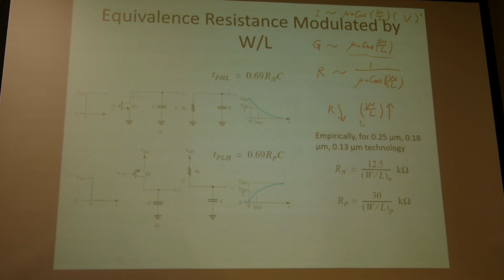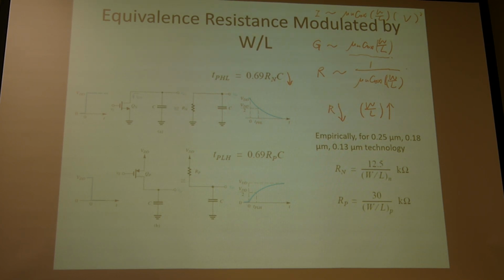So if your resistance decreases, the delay will decrease. So the way to increase the speed of your circuit is to increase the W over L, the width of the transistor, or width over length ratio. And then to decrease the resistance, you decrease the delay and increase the speed. So here you will see that this is empirical.